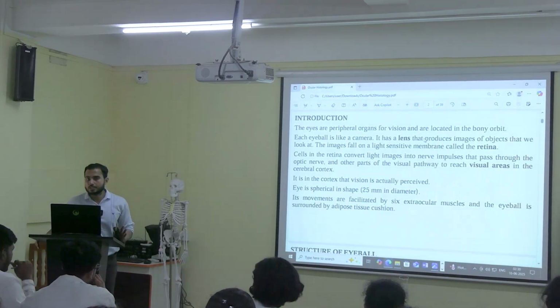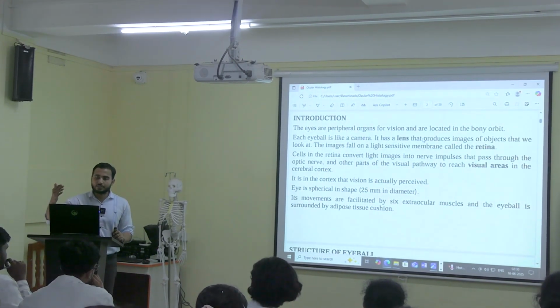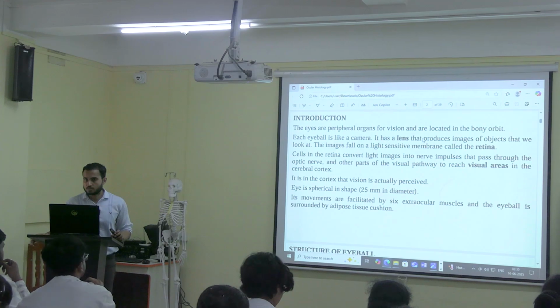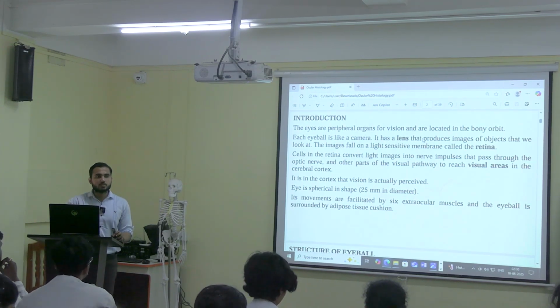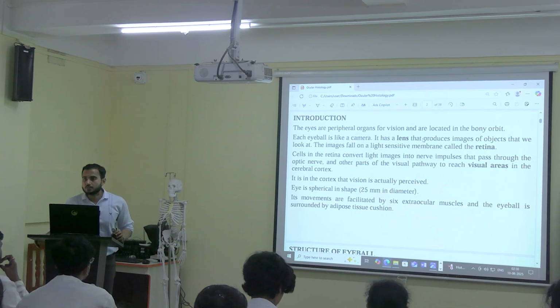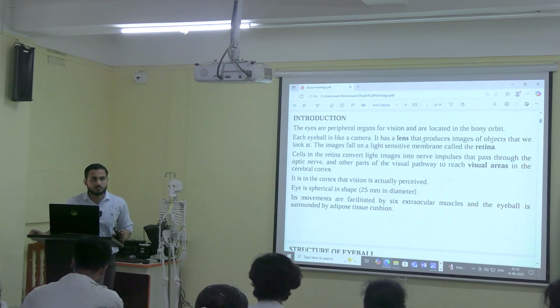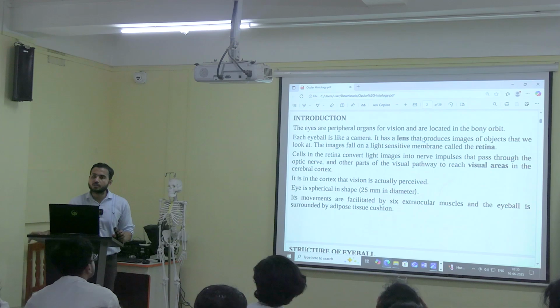Once it falls on the retina, what will happen? There are different layers of the retina, and different cells are present. Those cells convert the light into a visual stimulus, and that stimulus goes from the retina to the visual center. It is present in the cerebral cortex of the occipital lobe, and after that the perception of vision is done. That means we can see the object.